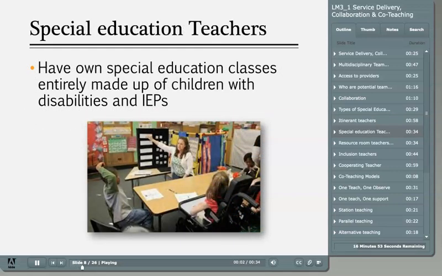Special education classroom teachers are those that have their own special education classroom environment, entirely made up of students who have disabilities and receive services through an IEP. The IEP team for these children have determined that the most appropriate educational environment is in a special education classroom and not in a general education classroom for most of the school day. There are still many special education teachers who have their own classrooms to support individuals that have disabilities.